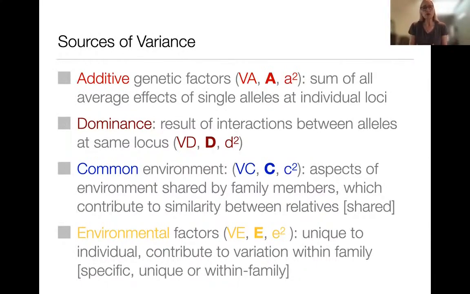The environmental factors can also be broken down into two sources, one that we refer to as C, the common environment. These are aspects of the environment that are shared by family members, which contribute to similarity between relatives, and that's the key part here. So they're shared and they increase similarity. In contrast, the other environmental factors that I denote in yellow here, the E component, these are unique environmental factors, unique to an individual, that contribute to variation even within a family. They're also referred to as the specific, unique, or within family factors.